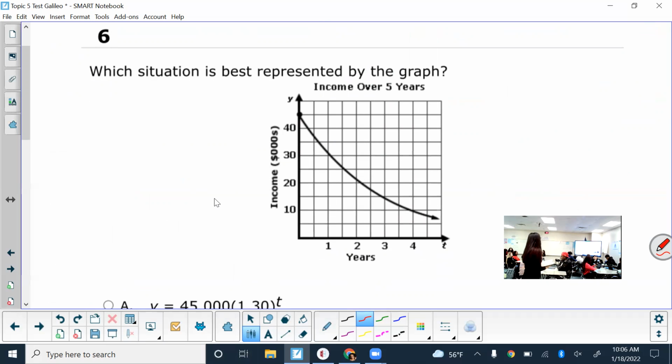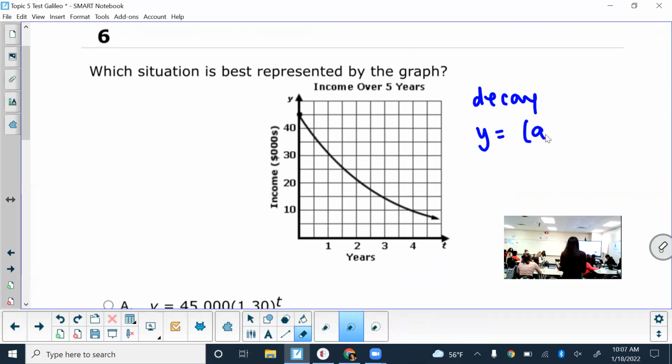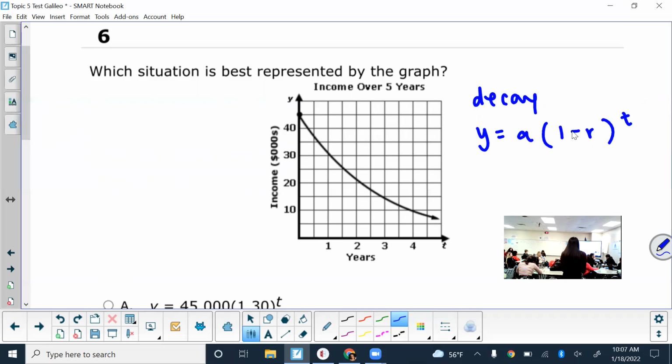So is it the one for growth or decay? Is this graph growth or decay? Since it's decreasing from left to right, it is decay. So you had to use the decay formula that's on the board. It just doesn't tell you that it's decay. And it's the one that has the plus sign or the minus sign. The minus sign. All right.